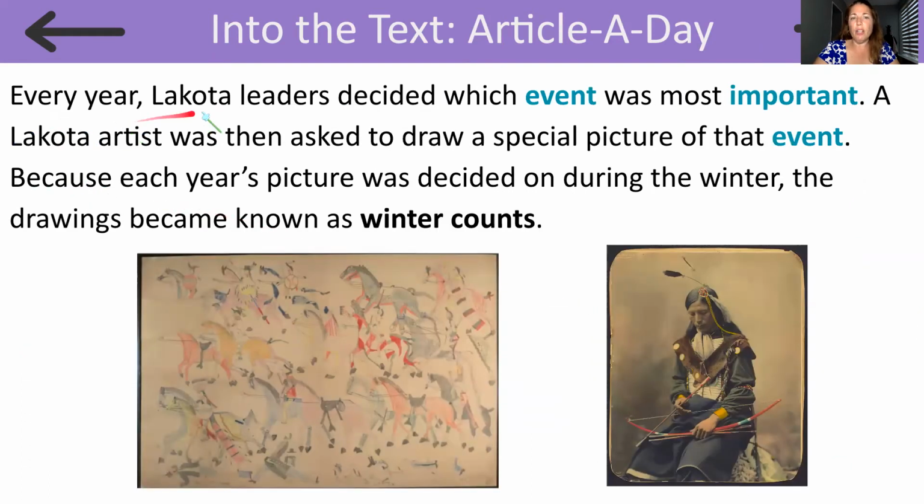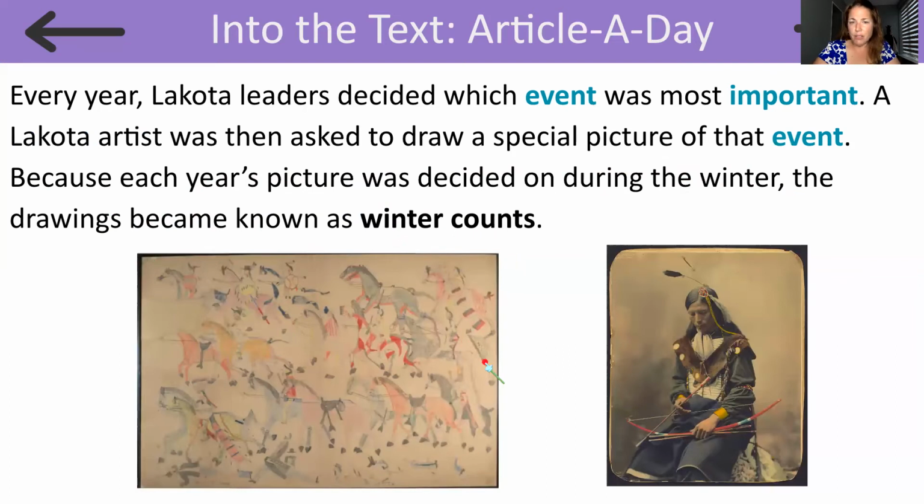Every year, Lakota leaders decided which event was most important. A Lakota artist was then asked to draw a special picture of that event. Because each year's picture was decided on during the winter, the drawings became known as winter counts.